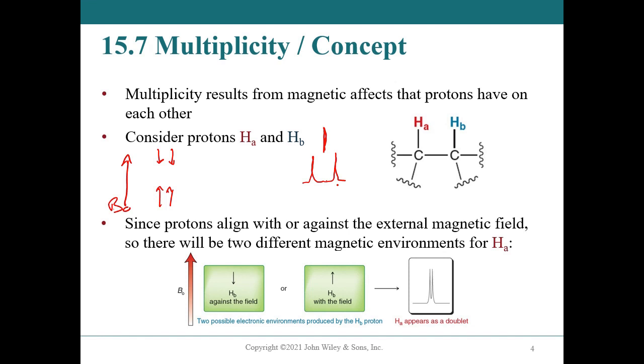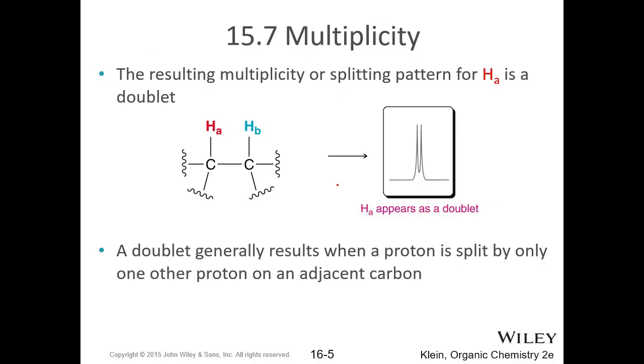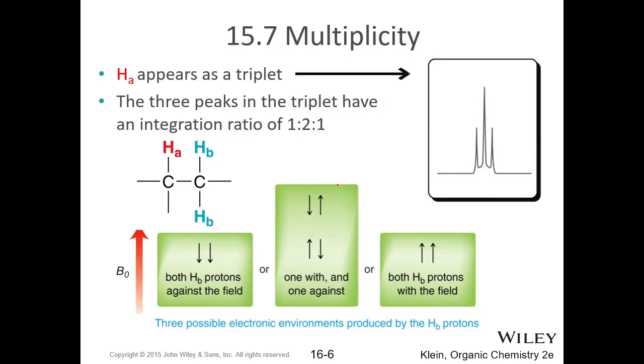It's because of the other hydrogen either being spin up or spin down, either adding to the B0 or subtracting from it. And so we get a doublet like that. If we have two hydrogens, so now we have two HBs, same thing's happening. We've got our HBs, except now we've got four different orientations for the hydrogen B.